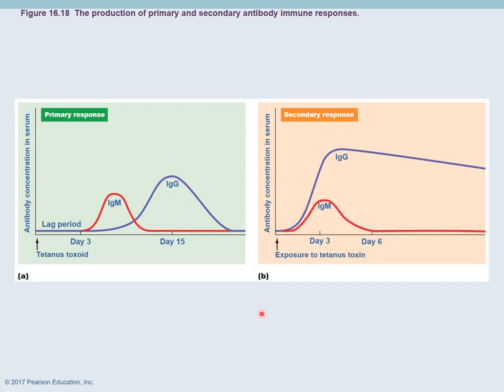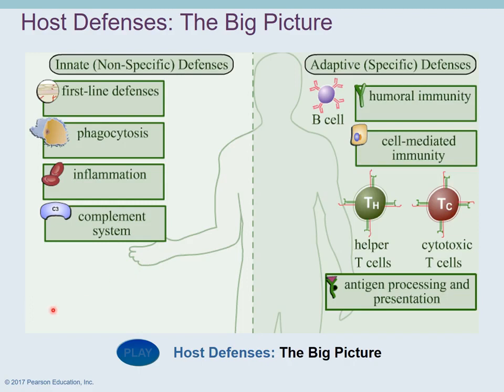Now, if you were to be exposed to this toxin again, remember in the initial primary response, you did not see anything at all until well after day 3. It was right about here before you finally saw a peak. Now the response is much quicker, and notice the IgG response is very, very fast as compared to the primary response. That is why sometimes people will say, oh, you can only get this disease once.